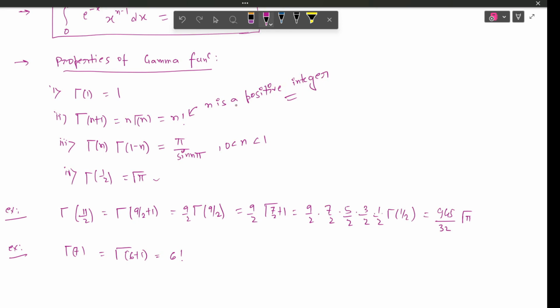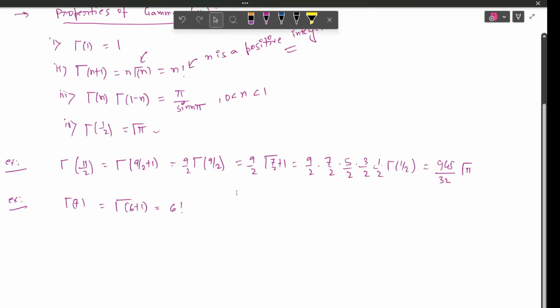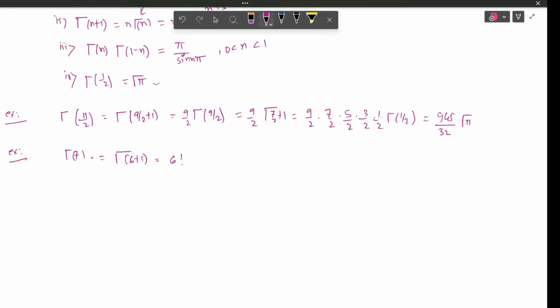For a positive integer, you can apply n factorial. If it is not a positive integer, then apply this formula. That's why we have written it in the form gamma of 6 plus 1. So here 6 is a positive integer. So that's why it is 6 factorial.